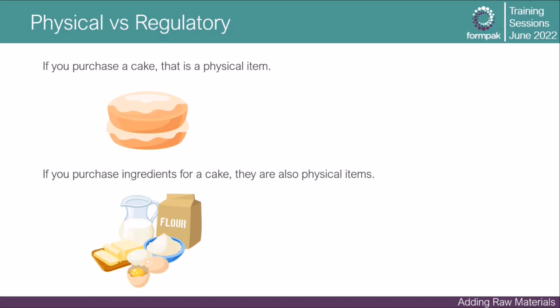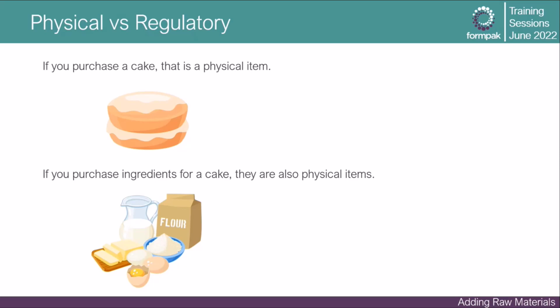Physical versus regulatory. This is a bit of an abstract concept, because in Formpak, when you add a raw material, there is only that one option, add a raw material. There isn't add a physical raw material or add a regulatory raw material. It's only how the raw materials are treated and whether they have a composition that determines whether the items are representing physical items or regulatory items.